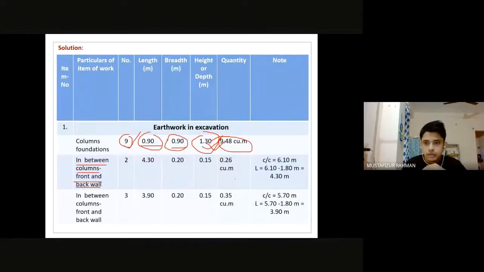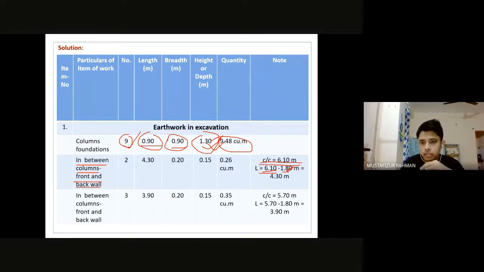So here, sorry, it was 6.10, the center to center length is 6.10 meter. From 6.10, how much do we have to subtract? 1.80 meter. Where is it coming from? 0.9 meter for one full column, half of 0.9 for one side and half of 0.9 on the other side. So a total of 1.80 meter is already excavated, so we don't need to excavate it again.